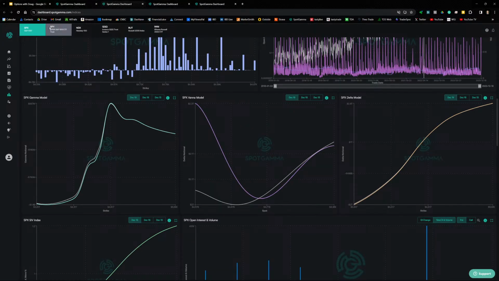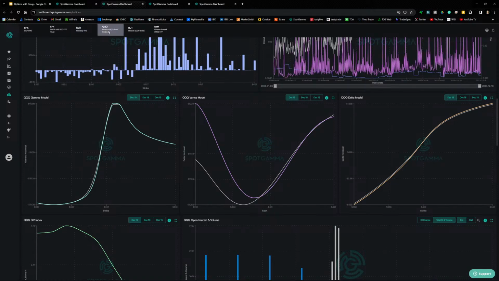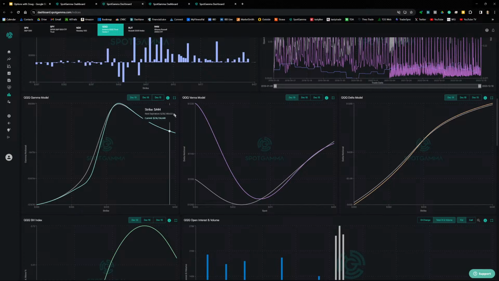Quick look at SPY. Very similar, starting to move up on this right portion of the curve. And QQQ, right around 408, closer to the bottom of the curve.